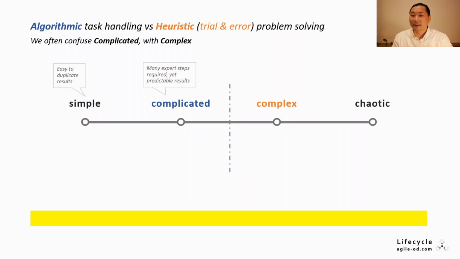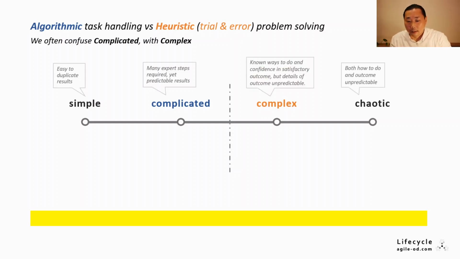A good example is a car engine. 10,000 parts and expert skills are required to assemble a car engine, but as long as the right steps are followed, you can make identical engines one after another. Compared to that, a complex task is something where there are known ways of doing it, and you have confidence that you'll get what you want, but you can't really tell what exactly you will get. So sales, marketing, and agile product development, right?